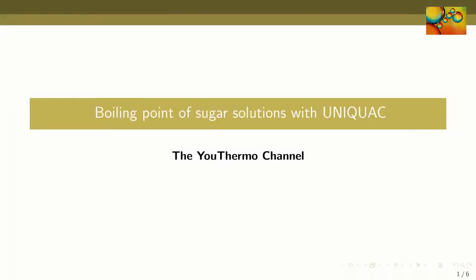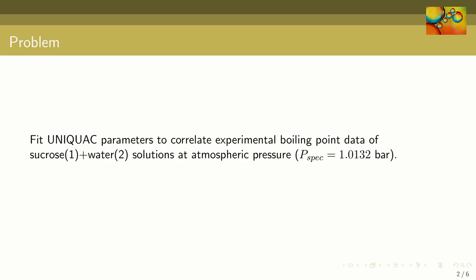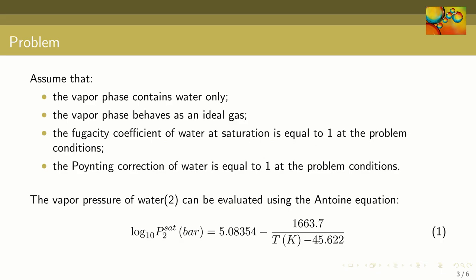Our goal will be the calculation of boiling temperatures of sugar solutions using the UNIQUAC model. Specifically, what we will do is to fit UNIQUAC parameters to correlate experimental boiling point data of sucrose solutions in water at atmospheric pressure. The first assumption we will make is that the vapor phase only contains water, meaning that we are neglecting the volatility of sucrose.